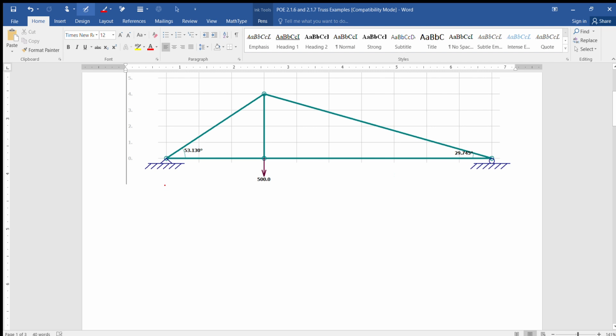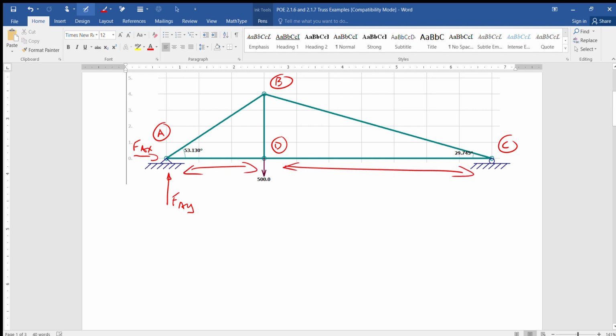So, here's a truss. It's pinned over here. So, at the pin, it can take a horizontal force and a vertical force. And I'm calling them FAX and FAY because we're going to call this point A, this point up here B, this point up here C, and this point in the middle D. That is a truss right here, and that is a truss right there.